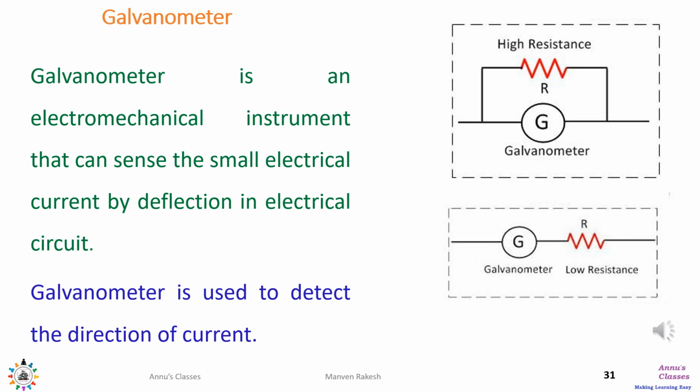To sense the presence of current, a device called a galvanometer is used. This galvanometer, depending on the value of the resistance, can be connected in parallel to the high resistance and in series with the low resistance.